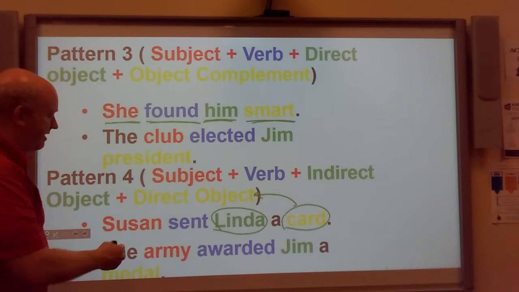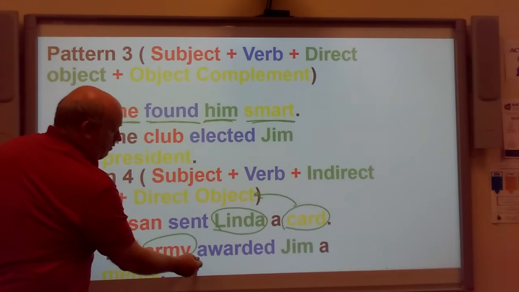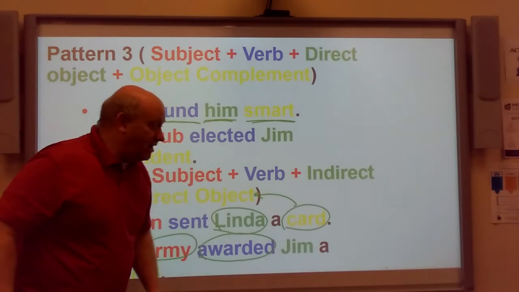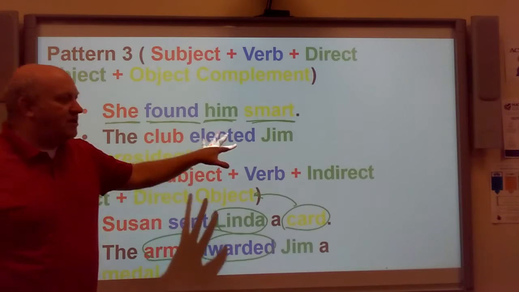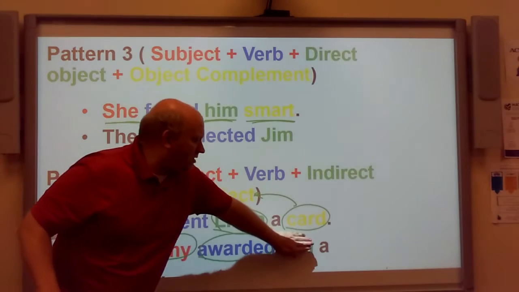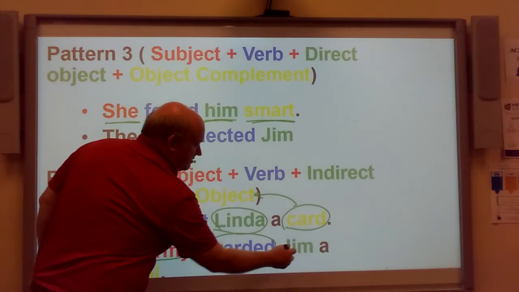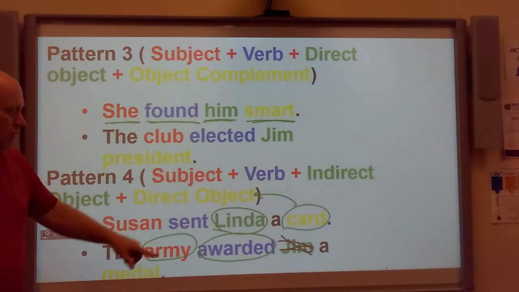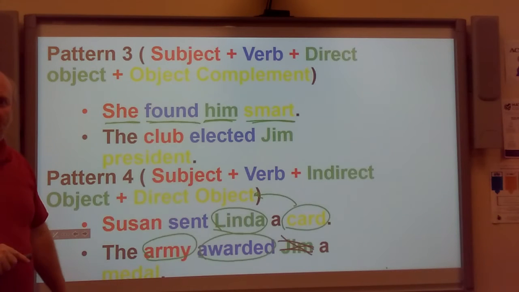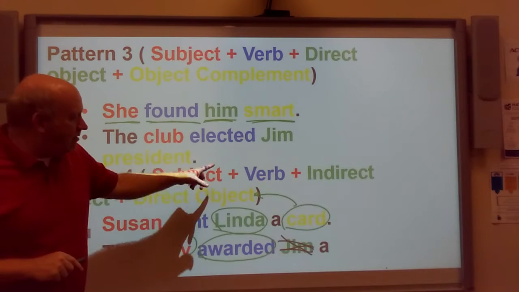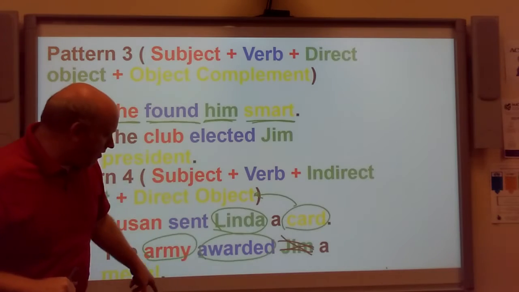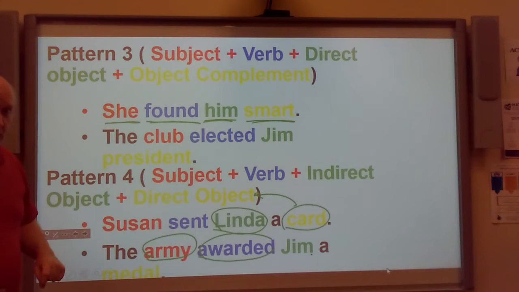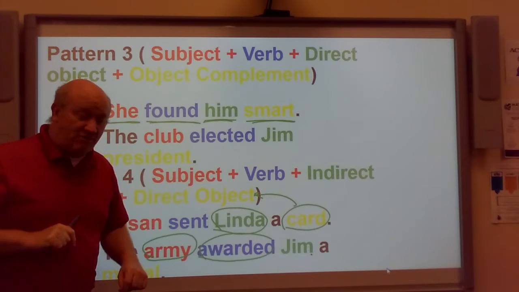Okay, the Army awarded Jim a medal. The Army, there's my noun, there's my subject, awarded, my verb, doing something, Jim, indirect object, a medal. Think of an indirect object like if you took the indirect object out. So if you took Jim out, the Army awarded a medal. That still sounds good. But the indirect object means the Army awarded who a medal? Jim. Think of the word who. That's the indirect object.